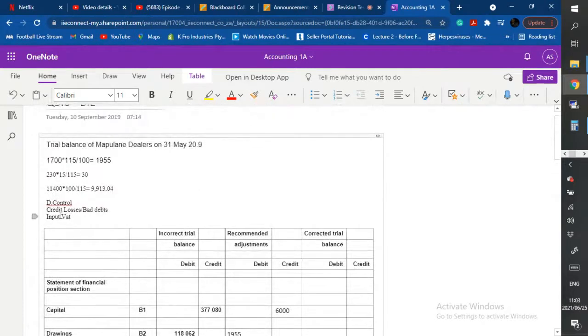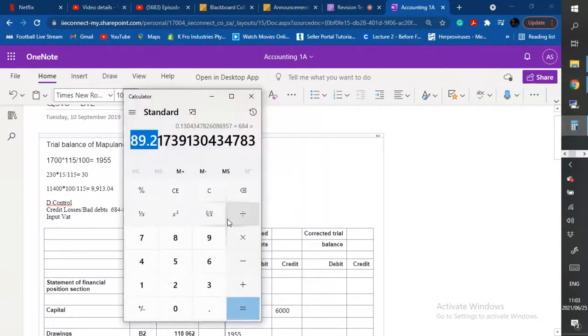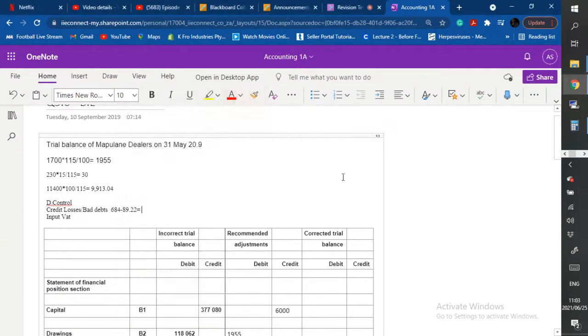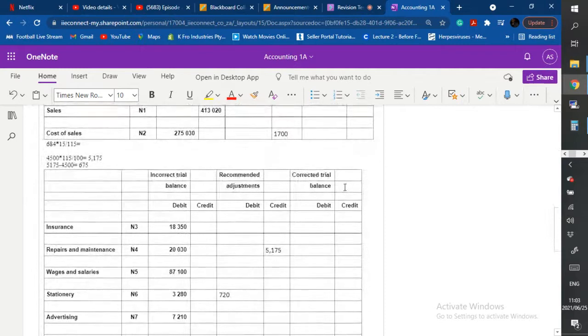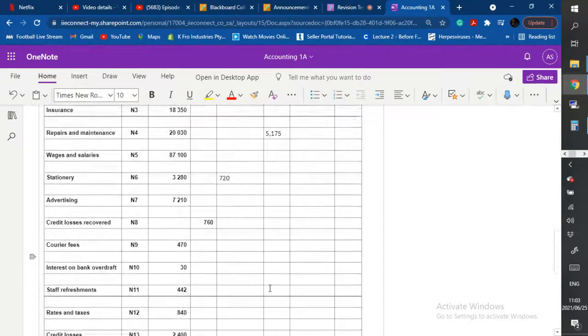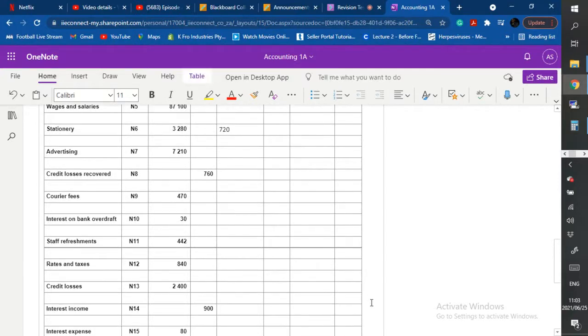The last bit that we now need to do is record the credit losses or bad debts. Okay, we know that this is going to be your 684 minus the 89.22, which gives us what? Get our calculator one last time, minus 684, and there you go. Don't need that negative. Right, and that's going to affect credit losses. We know this is an expense, so we're debiting this amount.